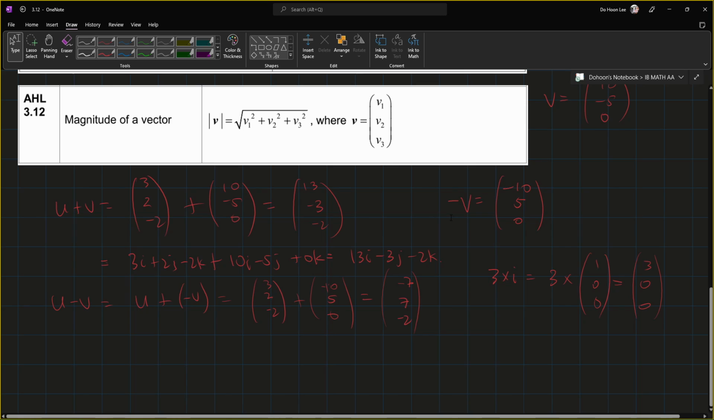So let's take our v again for example. Let's say we're trying to do 2v. Well, 2v is 2 times 10, -5, and 0. So we simply multiply that to each component. 2 times 10 is 20. 2 times -5 is -10. 2 times 0 is 0. So we know that 2v is the same as 20, -10, and 0.